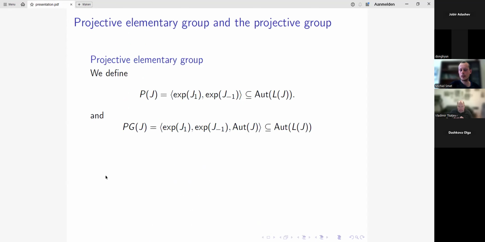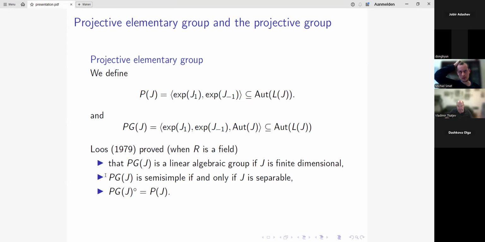You can look at the group generated by these exponentials. The first one, if you only use the exponentials, is called the projective elementary group. You can look at the slightly bigger group by letting automorphisms of your Jordan algebra act as grading preserving automorphisms of your Lie algebra. And this group is called the projective group associated to your Jordan algebra.